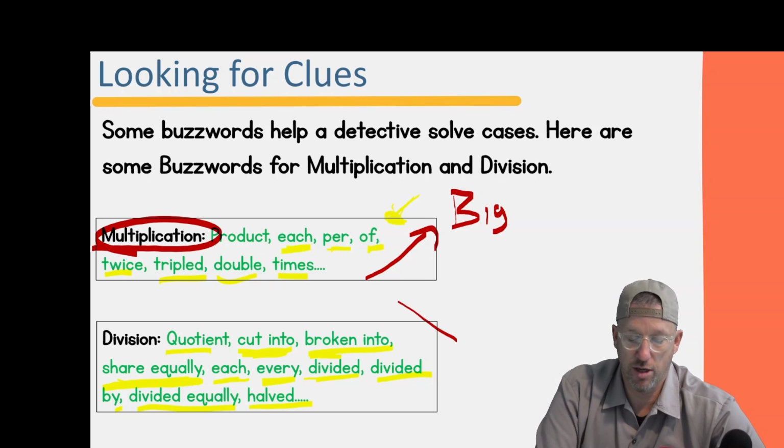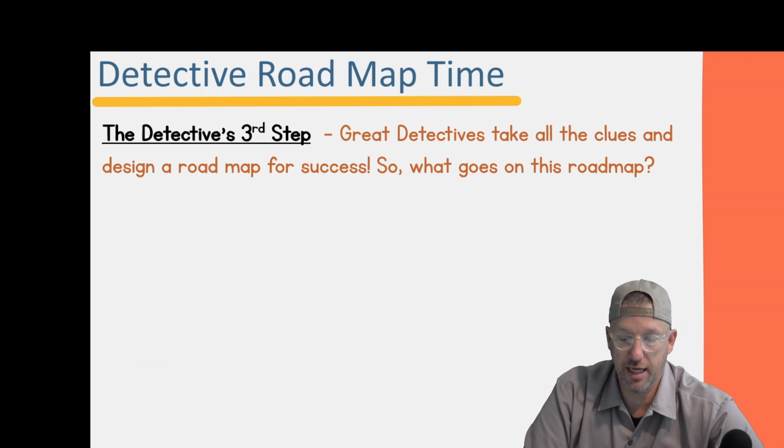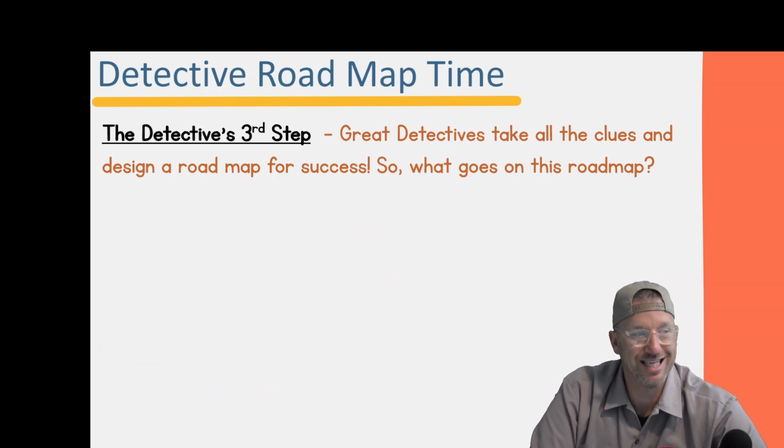But if it's going to be smaller, you are dividing. So that kind of helps you as well. All right, so we go to the next thing. Great detectives take all the clues and design a roadmap. So that's simply just start drawing out a plan.